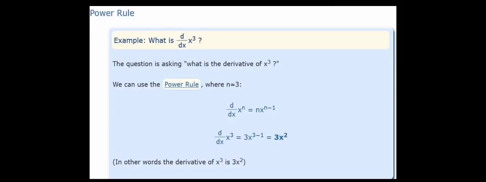So, I have here an example. Number 1, what is the derivative of x cubed? So, here's the solution. Wherein n is 3. So, given na po yan dyan yung formula. So, d over dx, x raised to n, equals nx raised to n minus 1. So, i-substitute lang po natin yung 3, di ba? Sabi ko nga kanina, yung n natin ay 3. So, d over dx x cubed equals 3x raised to 3 minus 1 equals 3x squared. In other words, the derivative of x cubed is 3x squared.